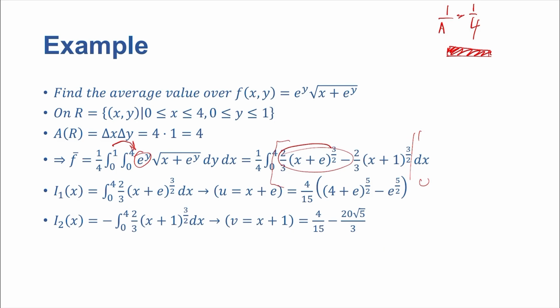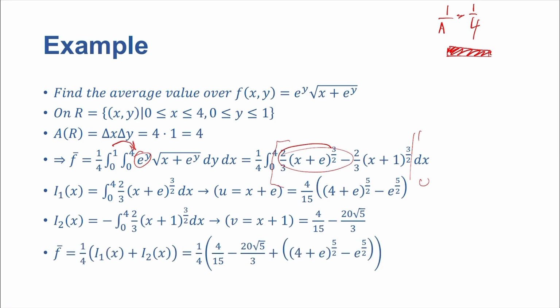Okay, now we can do the second one. We get I2 of x is equal to negative integral between 0 and 4, 2/3 x plus 1 to the 3/2 dx. Set v equal to x plus 1. We get a final answer of 4/15 minus 20 root 5 over 3.